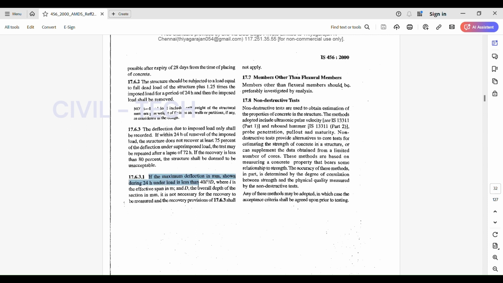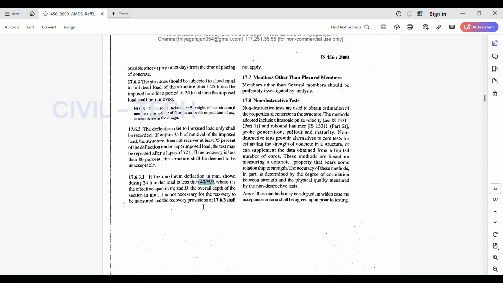If the maximum deflection in mm shown during 24 hours under load is less than 40 L square divided by D, where L is the effective span in meter and D is the overall depth of section in mm, it is not necessary for the recovery to be measured, and the recovery provisions of above classes shall not apply. It means the theoretical deflection formula is 40 L square divided by D.